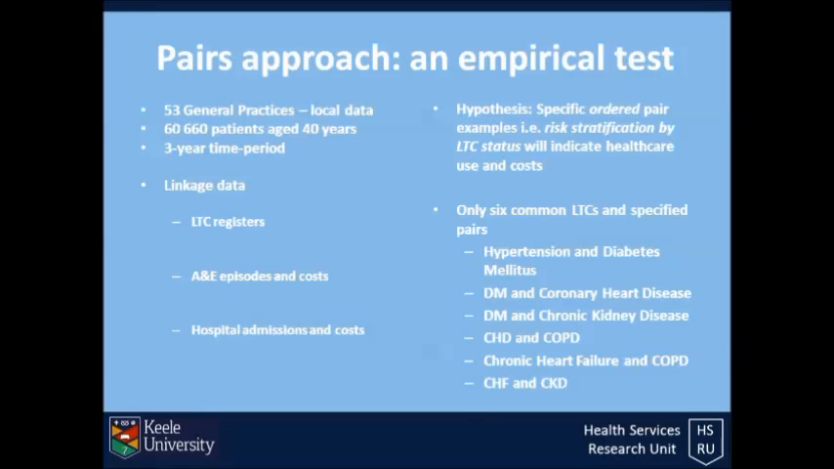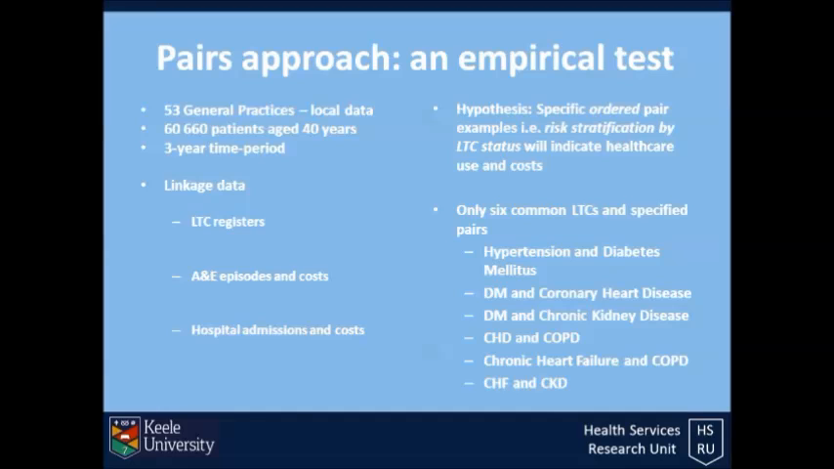So in this pairs approach, we did an empirical test. For 53 local general practices, we identified 60,000 people who were aged 40 years and over. And these patients had one of 6 long-term conditions. The 6 long-term conditions being hypertension, diabetes, coronary heart disease, chronic obstructive pulmonary disease, chronic heart failure, and chronic kidney disease.